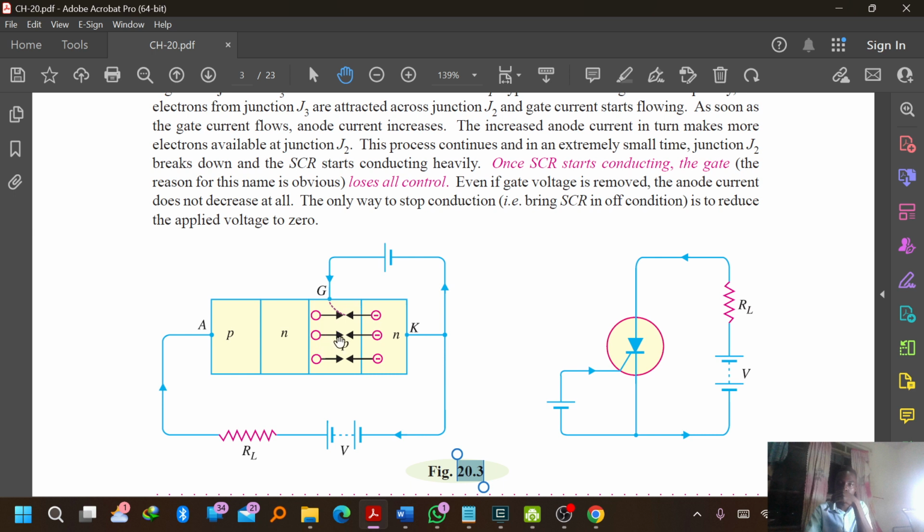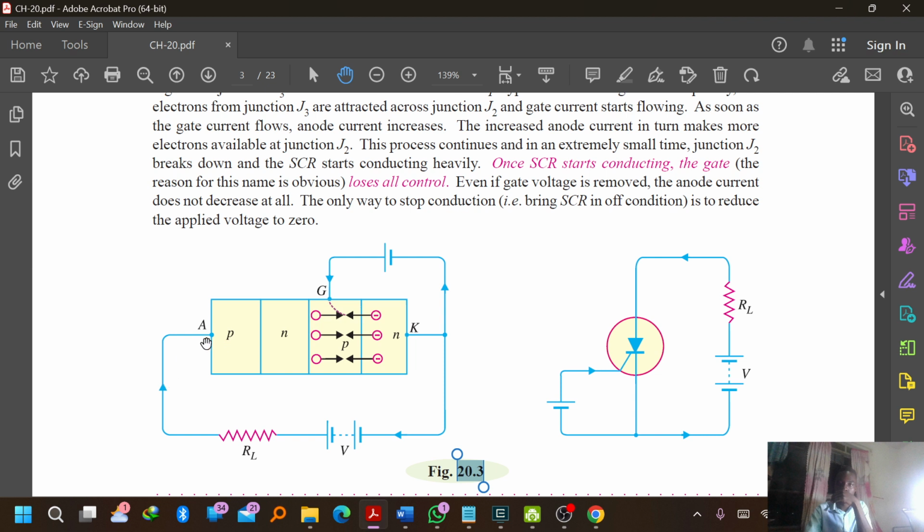Electrons will cross over junctions J2 and J3, and holes will also try to cross over junction J3, constituting a certain gate current Ig to start flowing. When there is gate current flowing, a small anode current will also flow. All these things are explained in the theoretical part of it.